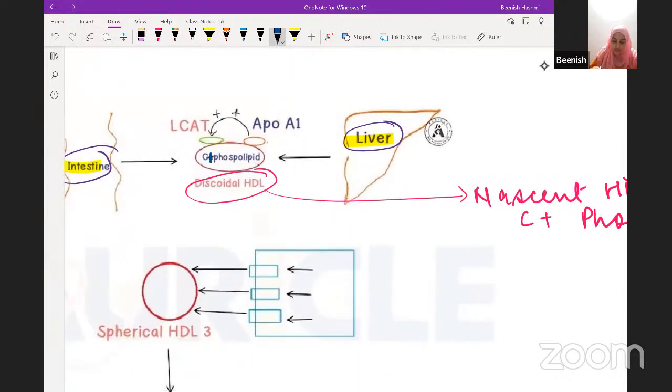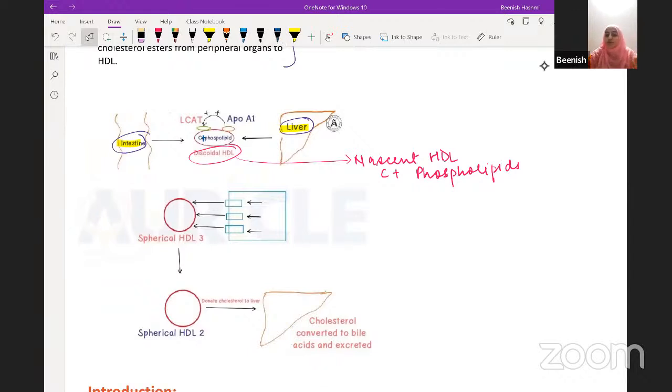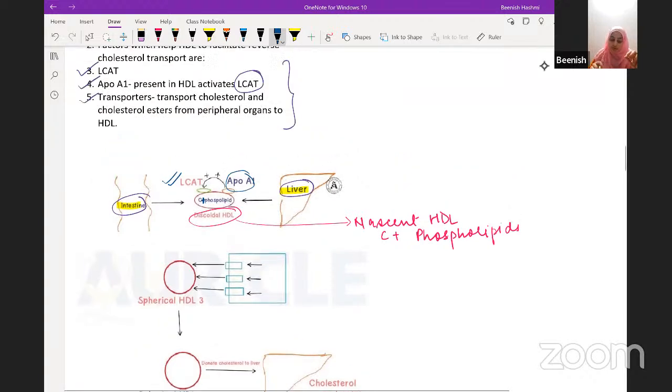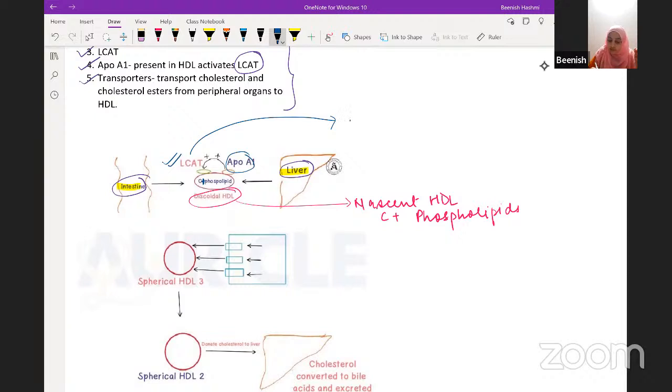This is cholesterol plus phospholipids. So it cannot form a spherical structure. It is always present in the form of a bilayer, just like a plasma membrane. So your nascent HDL is discoidal in shape because it is rich in cholesterol and phospholipids. Now what happens? The ApoA in the discoidal or nascent HDL activates the LCAT activity. You can see this ApoA is activating this LCAT activity. As a result of activation of LCAT, your cholesterol is converted into cholesterol esters by the activity of LCAT.